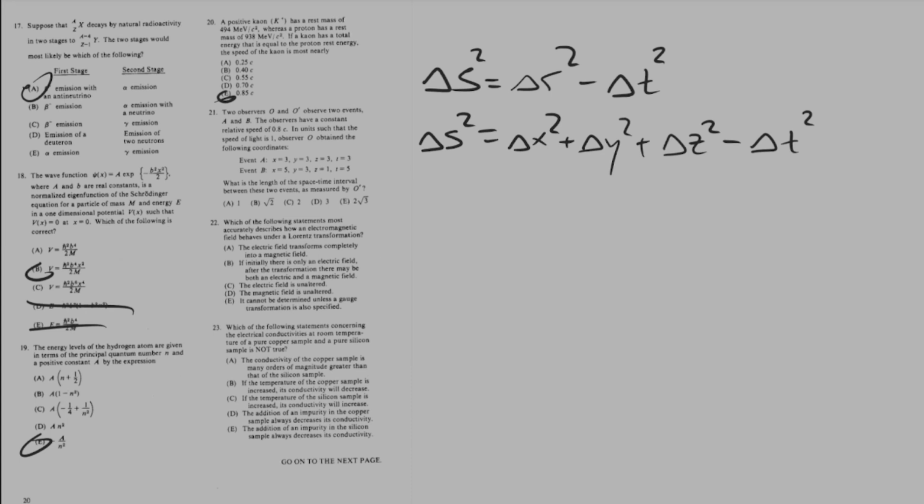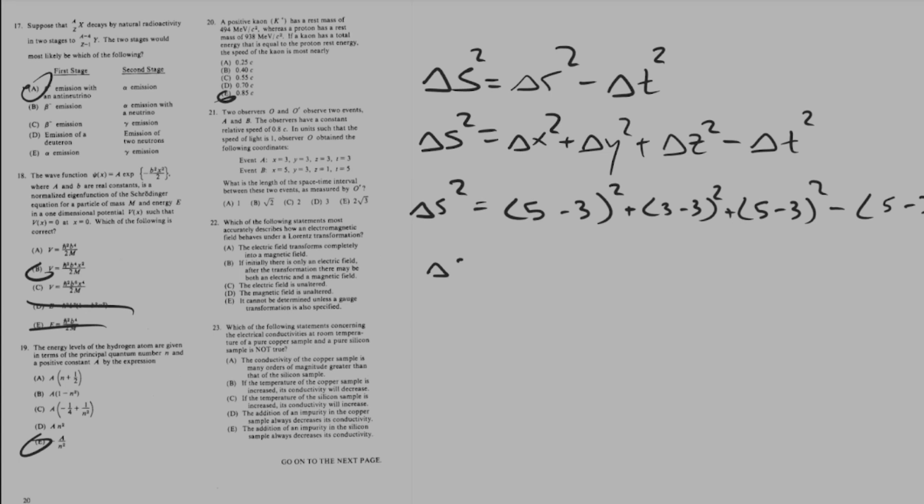This is another one of those, do you know the equation? But it's kind of an easy equation to get stuck with. So from there, delta S squared is (5 minus 3) squared plus (3 minus 3) squared plus (5 minus 3) squared minus (5 minus 3) squared. Delta S squared equals 4 plus 0 plus 4 minus 4. Drop those out, and I get delta S is equal to 2, which is answer C.